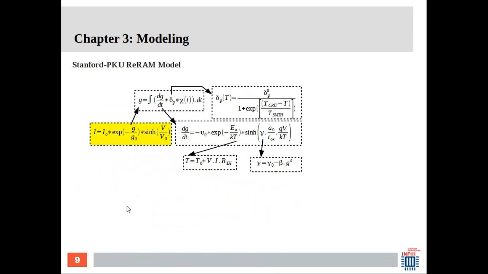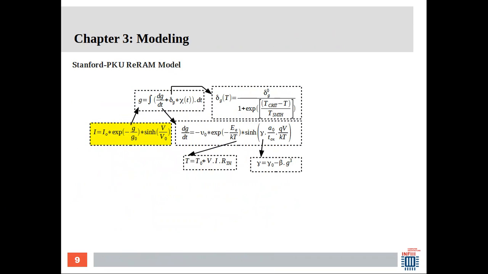Chapter 3 is important. It goes to modeling. So basically in CMOS, once the technology was mature, we had models. We have the SPICE models, BSIM models, and we used them in circuit design in Cadence Virtuoso to design circuits. And similarly for ReRAM, we have got models, and a lot of models have been proposed. But in this book, we discuss the Stanford PKU ReRAM model. Why? Because it's a physics-based model and it's compact.